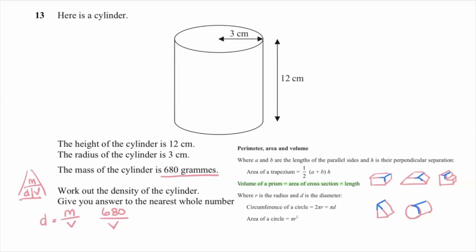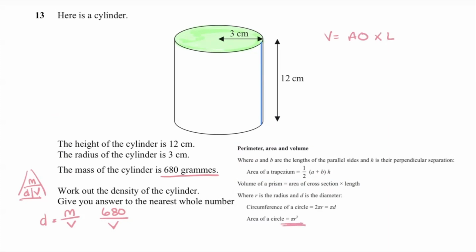The cross section is the original 2D face, and the length is the additional length that took it from 2D to 3D. So our cylinder will fall into the information given on the formula sheet about the volume of a prism. The area of the cross section for us is a circle, and that is going to be multiplied by the length that created the 3-dimensional shape. Now, the area of a circle is also given to us on the formula sheet. It is pi r squared.